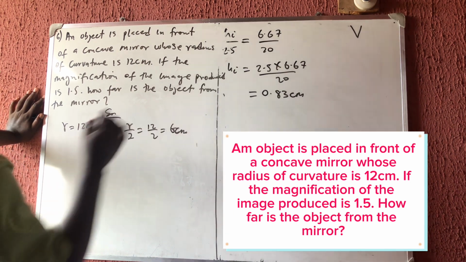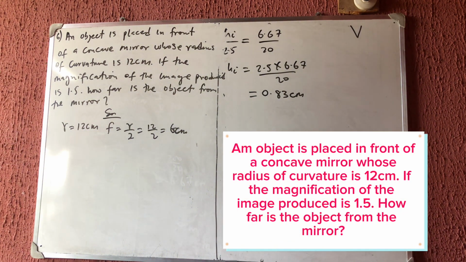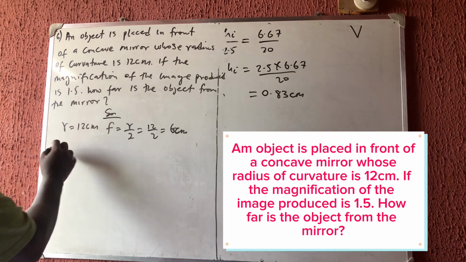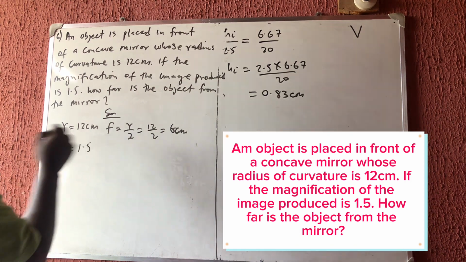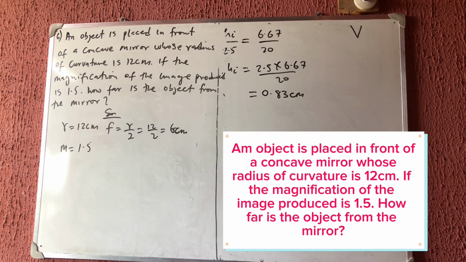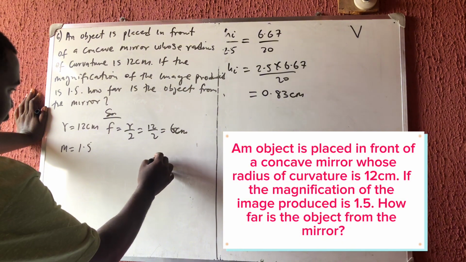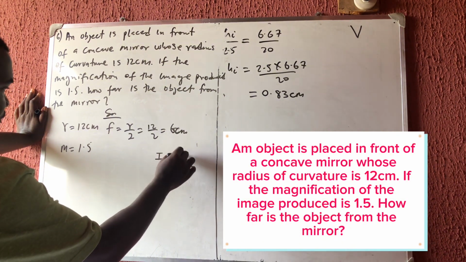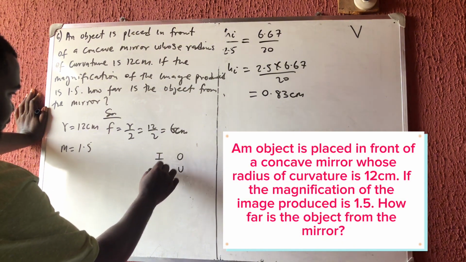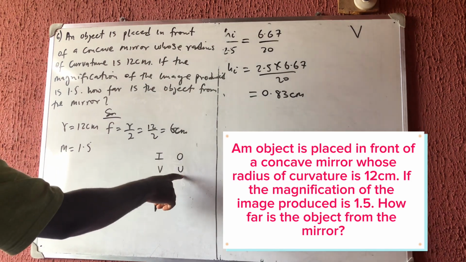Cm. We already know this. Okay. Then I say that the magnification is 1.5. My magnification is 1.5. Then I say we should calculate the distance. How far is the object? So object distance is what they say we should calculate. Don't forget that I comes before O, then U comes before V. So object distance, they're asking me for U.